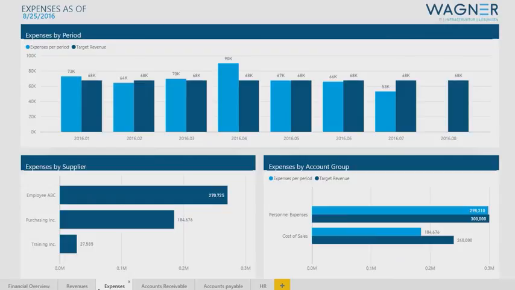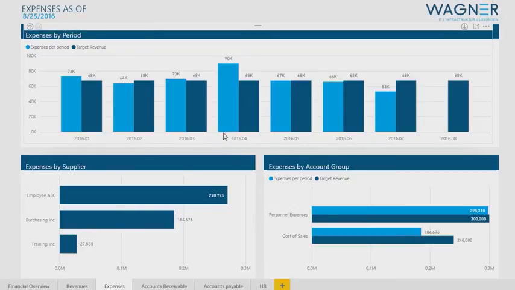Say we want to figure out why expenses for April are higher than the other months and want to see what expenses were over budget. To do so, we first look at our highest expense account group, personnel, and drill down to see the accounts within this group.